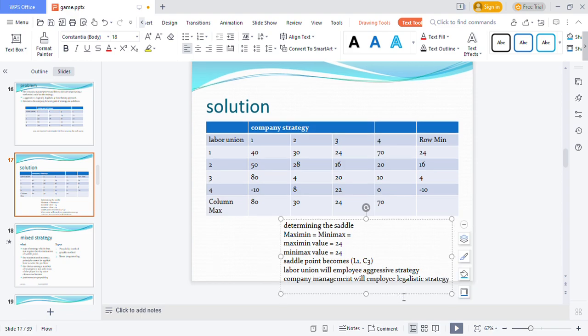And the value of the game will be, let's say it is in dollars, $24. And that is how you can determine the value of the game. So we know company management has employed the legalistic approach, and the labor union is going for the aggressive strategy. And this in whole gives us the payoff, and the payoff is $24. Thank you so much for gaming with us.